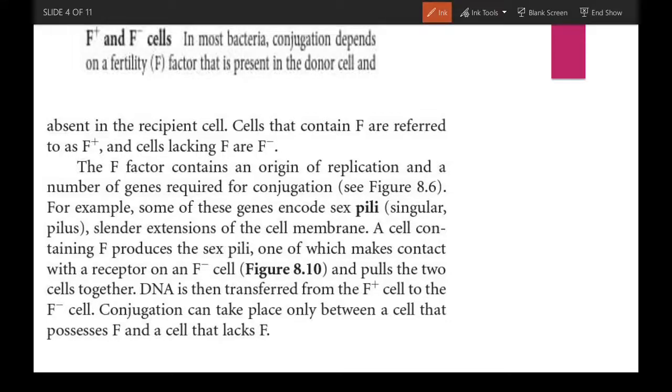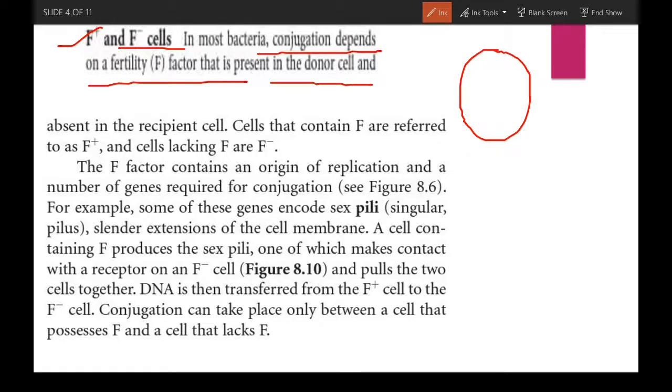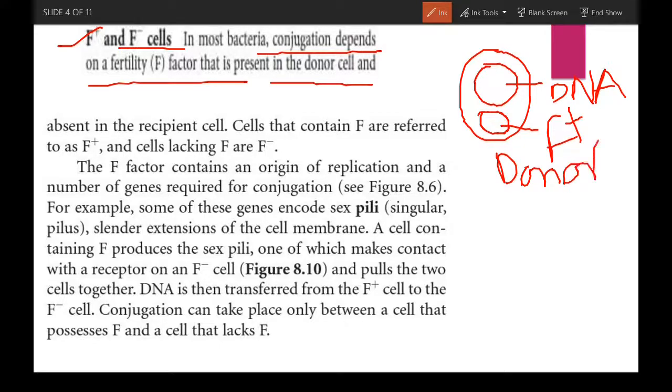Right, so the next question is, what are F plus and F minus cells? For studying conjugation, we need to know these things. In most bacteria, conjugation depends on a fertility factor that is present in a donor cell. So if conjugation occurs, it is important to know that the donor cell must always have its own DNA or chromosome plus an F factor. The F factor must be there, which is also known as the fertility factor. So along with its bacterial chromosome, it must also have an F factor to become an F plus cell, to become a donor. The recipient cell doesn't need this F factor, but the donor cell does require to be F plus, or have a fertility factor.